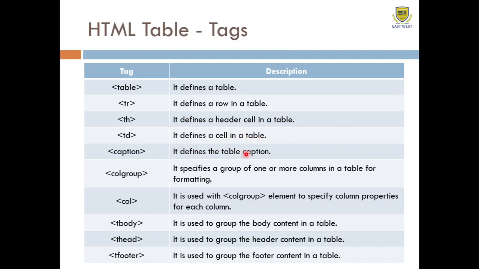Caption defines the table heading, that is, the reason for which we are creating the table. It defines a heading for the table. Column group specifies a group of one or more columns in a table for formatting. Next, column is used within the column group element to specify the column properties for each column.